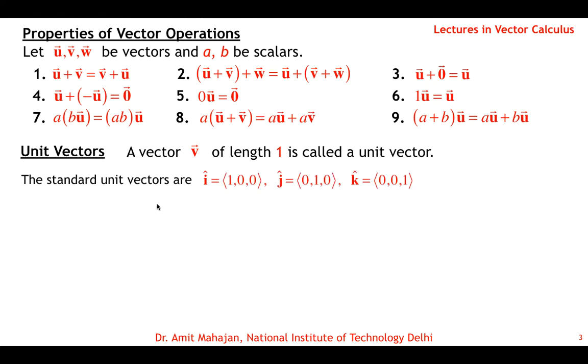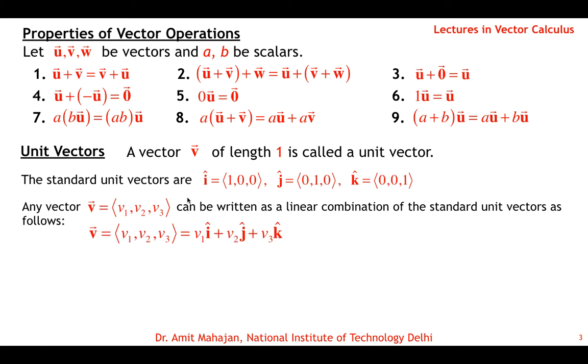The standard unit vectors are denoted by i cap, which is (1, 0, 0), j cap as (0, 1, 0) and k cap as (0, 0, 1). If we are working in three-dimensional space, and we have the x-axis, y-axis and z-axis, then i cap (1, 0, 0) is the unit vector in the direction of the x-axis, j cap (0, 1, 0) will be the unit vector in the direction of the y-axis, and k cap (0, 0, 1) is the unit vector in the direction of the z-axis.